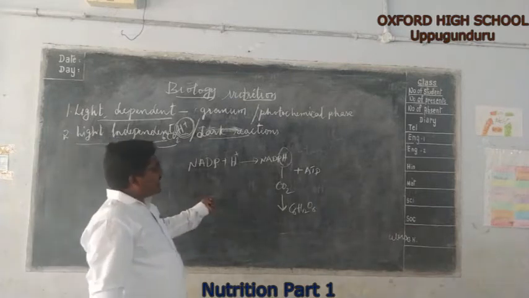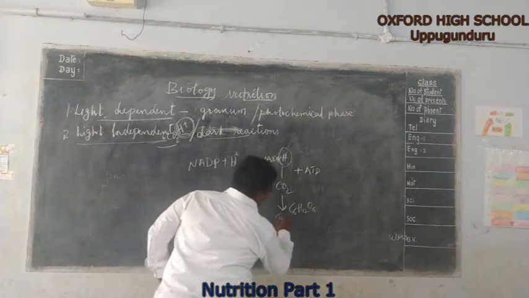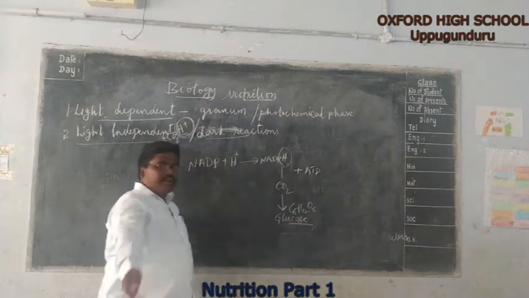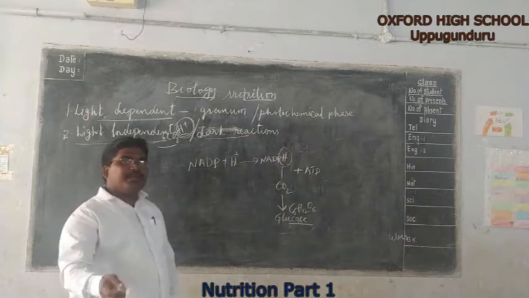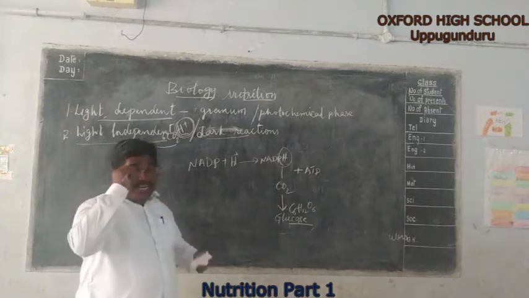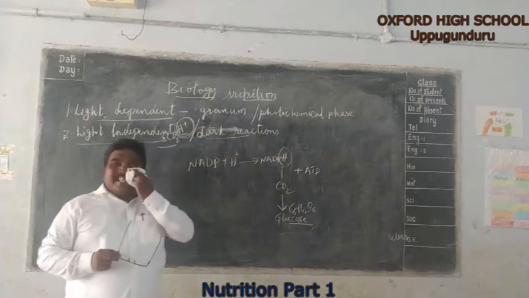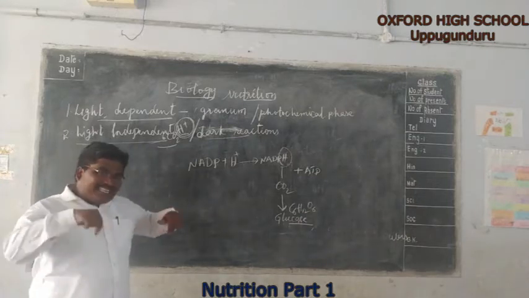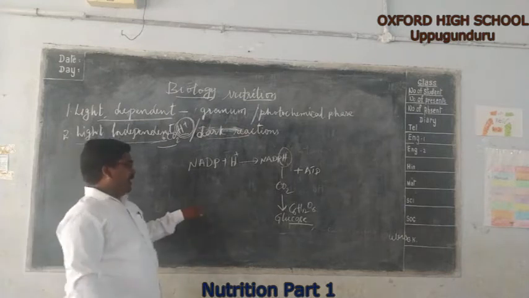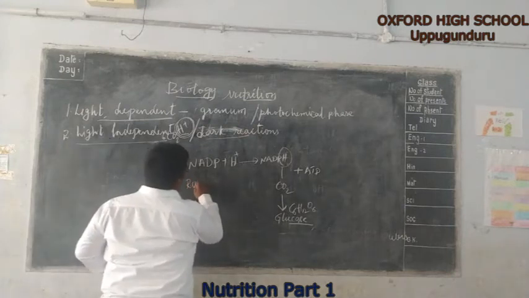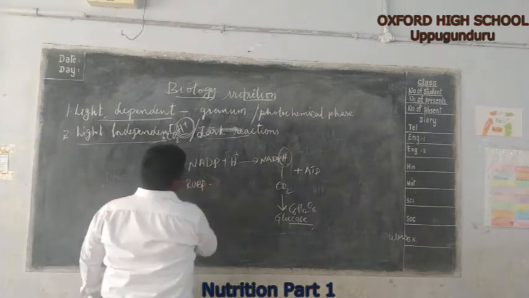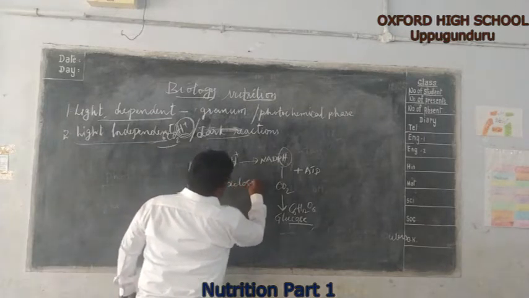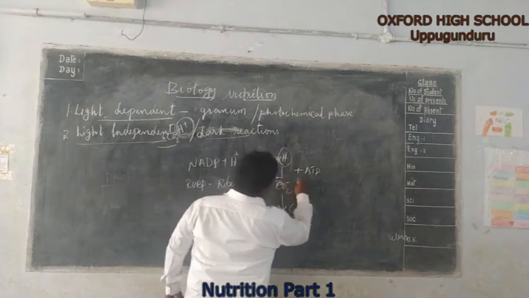The synthesis of glucose may not take place in one step. Several steps, several phases, and several intermediary compounds are involved in it. For example, RUBP. This means ribulose 1,5-bisphosphate.